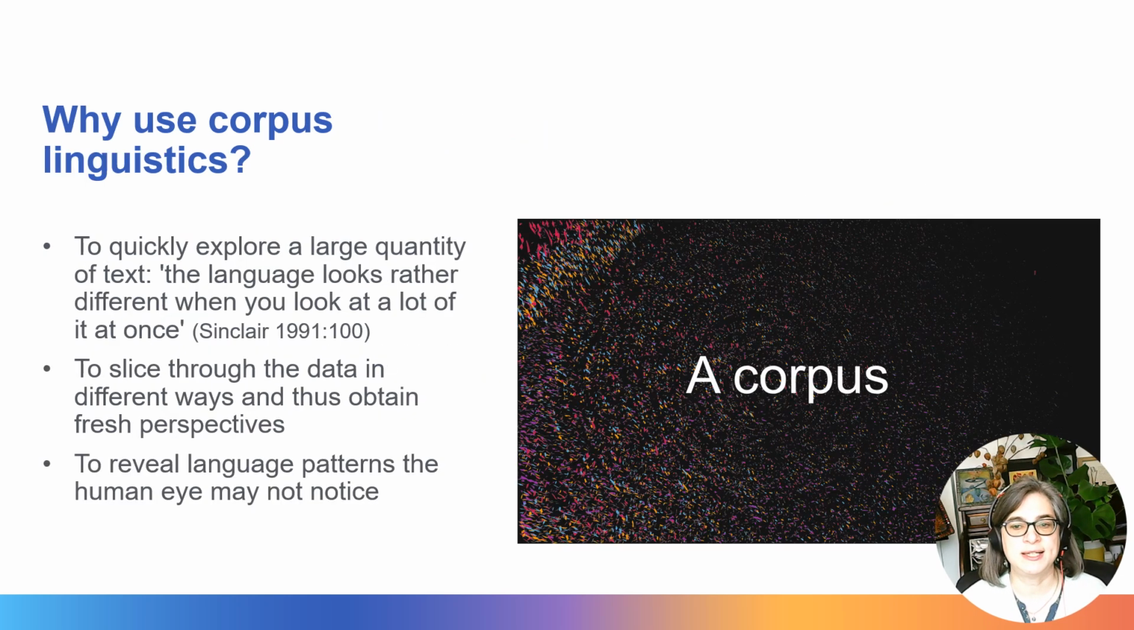And the advantage of using corpus linguistics is that you're looking at a lot of text. And as John Sinclair says, the language looks rather different when you look at a lot of it at once. So collecting a large quantity of text together means you can slice through the data in different ways and get fresh perspectives. And you've still got sight of the individual texts, so you can zoom in and out and look at them at different levels.